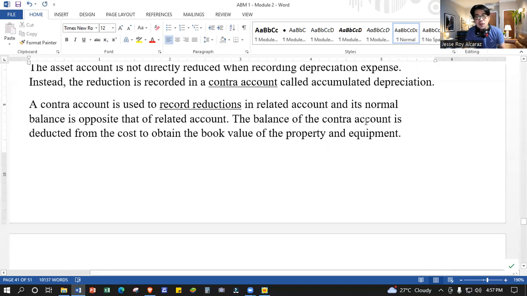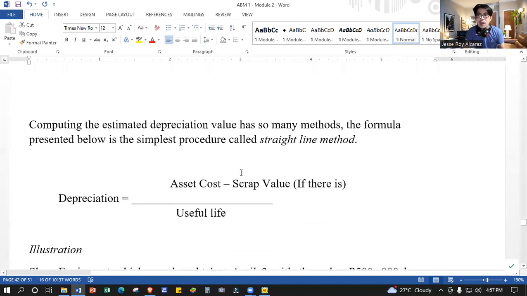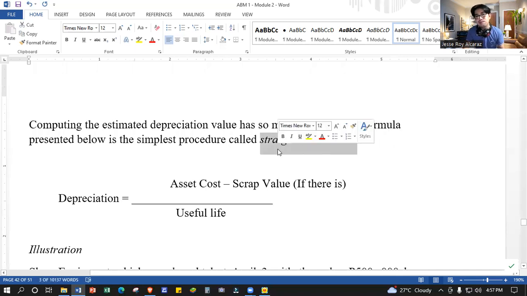Okay, the balance of the contra account is deducted from the cost to obtain the book value. I'll also show you what this means. Okay, how do we compute depreciation? There are a lot of methods in computing depreciation, but for purposes of discussion, we'll only be focusing on the straight line method. However, if you're interested in knowing the other methods, then tell me and I'll discuss them with you.